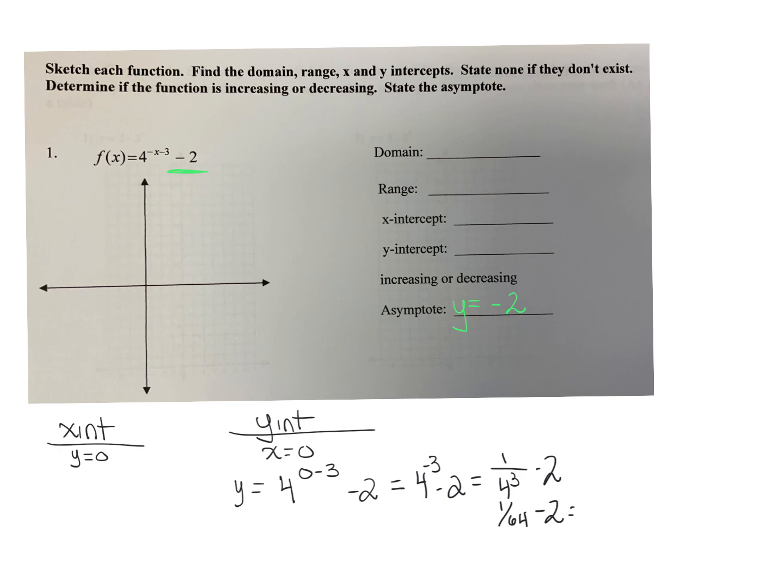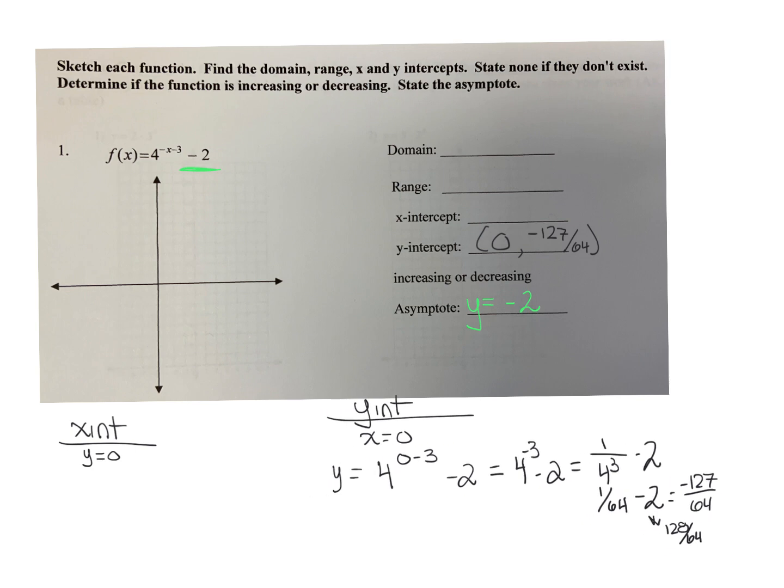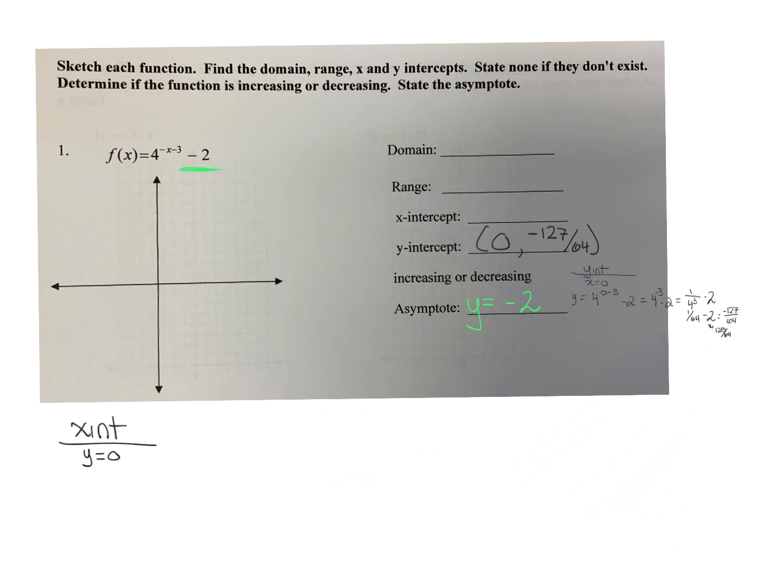That's going to equal -127 over 64. All I did was I changed this into 128 over 64 because that's 2. So it's not quite -2. So my y-intercept is 0, -127 over 64. My x-intercept. Okay, before I can make that x-intercept happen, let me just move this really quick. There's my y-intercept work over there. Okay, x-intercept.